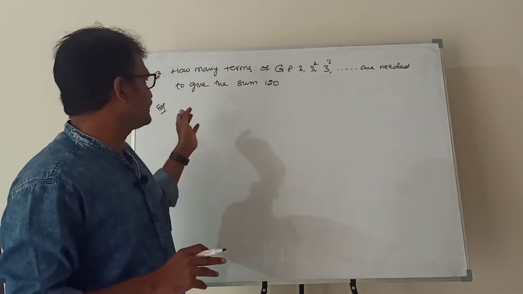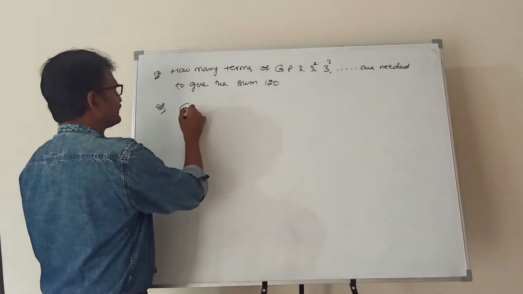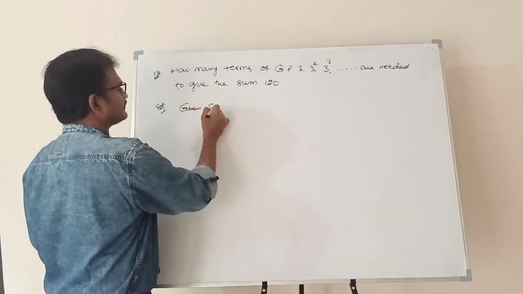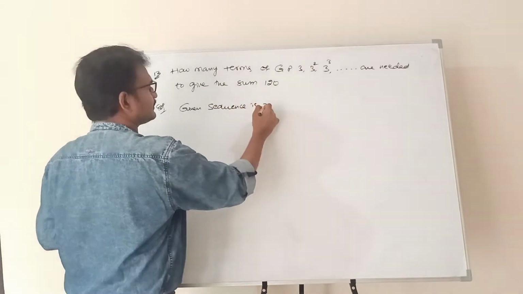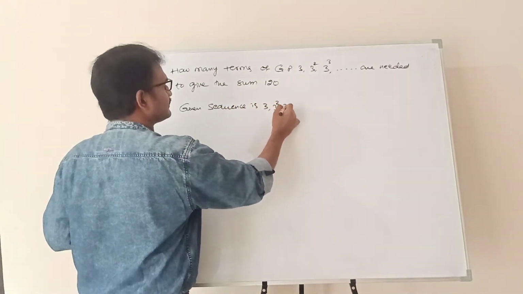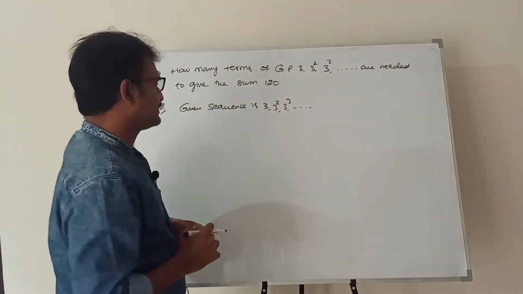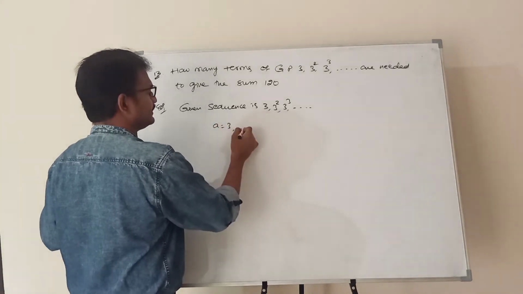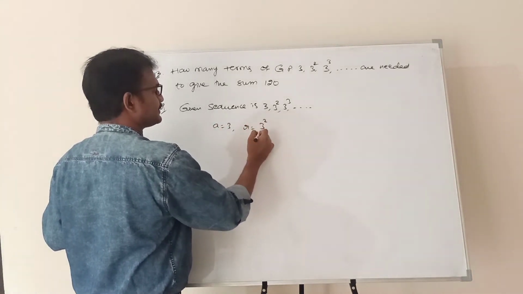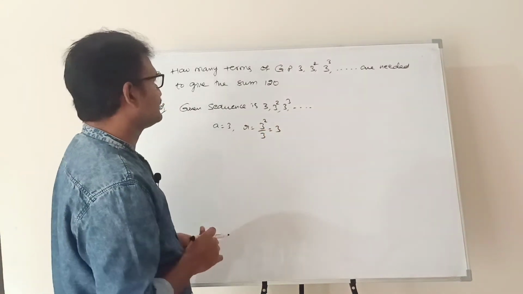Q: So many terms are needed to give the sum 120. What is the given sequence? The given sequence is 3, 3 square, 3 cube, and so on. This is the given sequence. In this, the first term is 3, that means a is equal to 3. The common ratio is 3 square by 3, that is 9 by 3, which means 3. So the common ratio is 3.